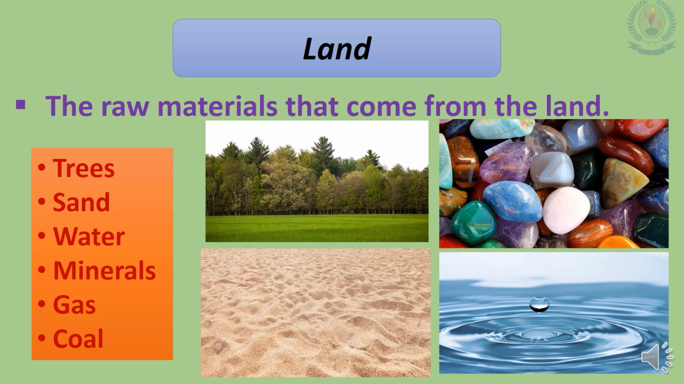Then I want to tell about this also. Land resources are the raw materials in the production process. So you all can go through this screen. The raw materials that come from land. What are the raw materials? I type it here: trees, sand, water, minerals, gas, like that. So the land is the first factor of the production.